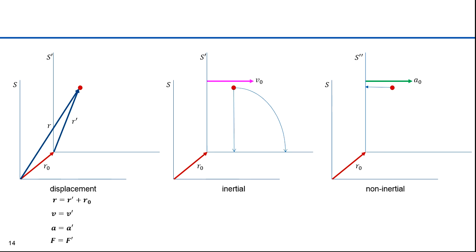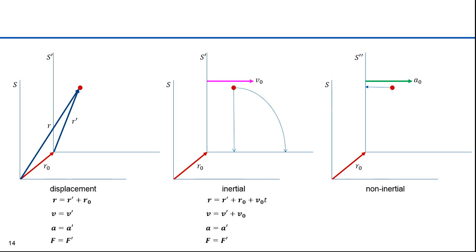In the middle, when S prime moves at uniform velocity with respect to S, trajectories look different in the two frames, but the forces and accelerations are identical. Both frames are inertial frames. There's now a time-dependent component to the positional transformation equation. We transform velocities with this equation. Acceleration and hence forces are identical in both coordinate systems. This formally is what it means for both frames to be inertial. The displacement case is the special case of this inertial case.